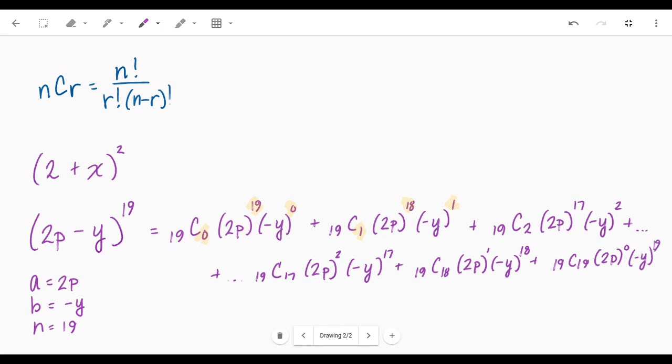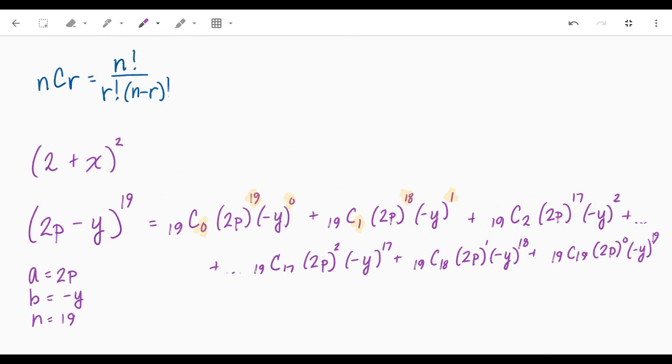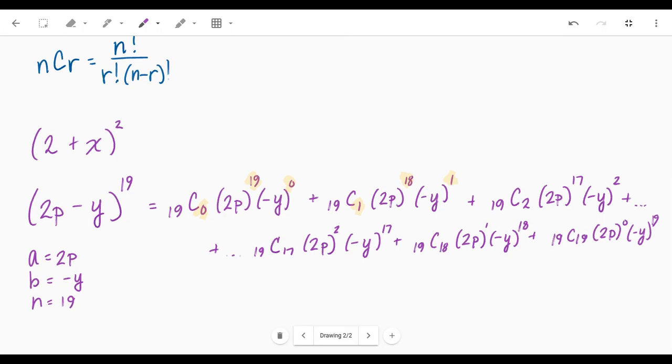Okay, so we skipped a whole bunch in the middle, but just showing you that basic pattern. And then we would simplify this. So again, if we have 19 choose 0, that would be 19 factorial over 0 factorial, which 0 factorial is actually 1, over 19 factorial, where n is 19 and r is 0. So that's just 1.